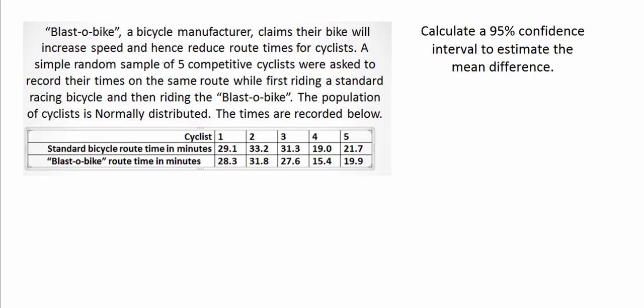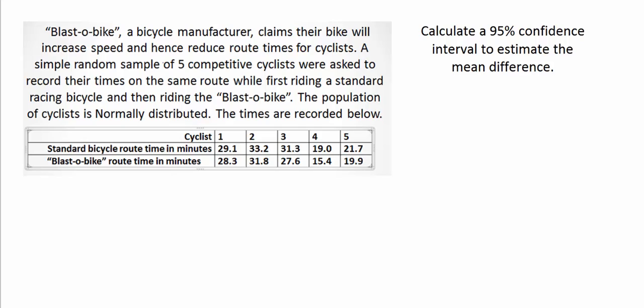A simple random sample of 5 competitive cyclists were asked to record their times on the same route while first riding a standard racing bicycle and then riding the Blastobike. The population of cyclists is assumed to be normally distributed, and the times are then recorded below.